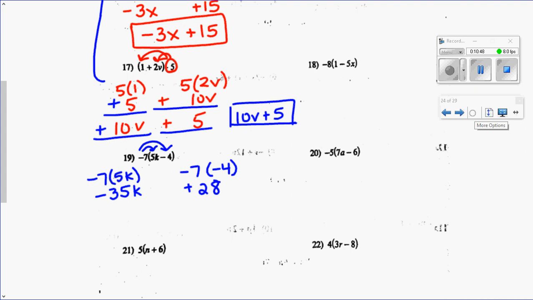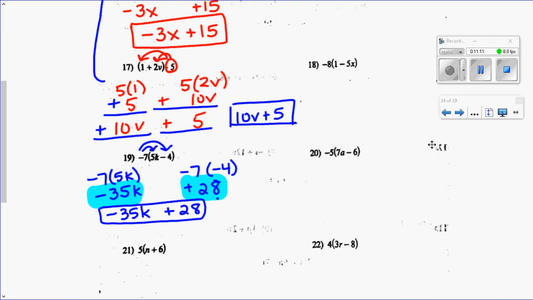I'm actually going to go ahead and highlight those so that you can kind of see the terms that I'm talking about. Okay, so this is positive 28, and this is negative 35k. I can write them in that exact order like this, negative 35k plus 28. That is correct. Let's put a box around that. Or I can put them in a different order. I can do the positive 28 first and the negative 35k next. I'm going to clean those lines up because I don't want that to get real messy. But all I'm doing is I'm taking the positive 28 and writing it first, and then the minus 35k second.